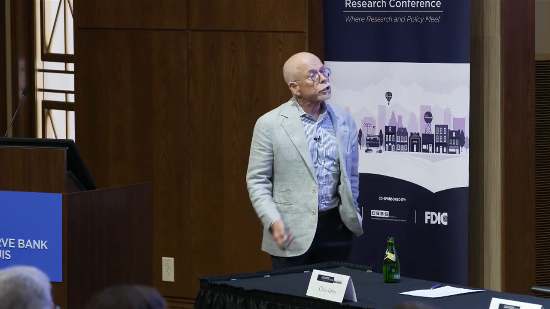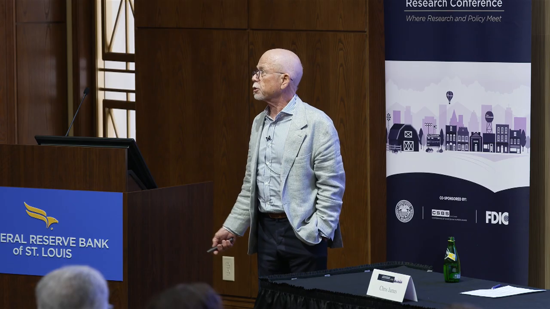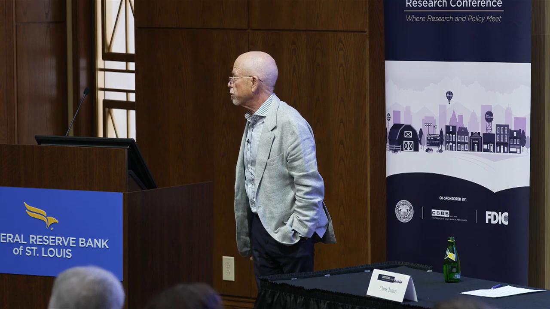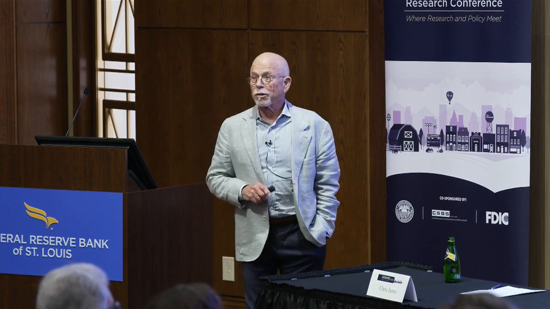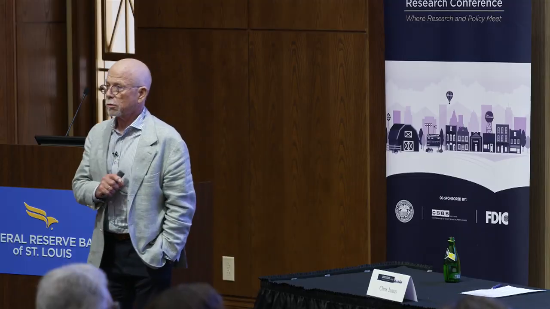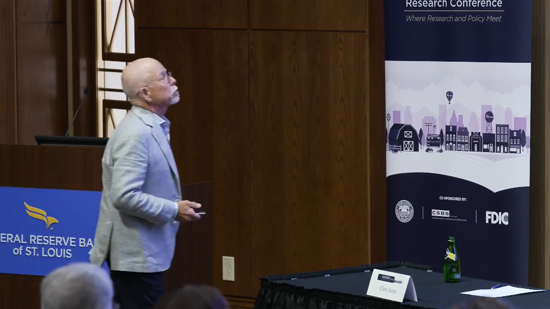So what's the empirical evidence? Stefan has a paper that, to paraphrase Milton Friedman, our evidence suggests that the primary cause of bank failures is almost always and everywhere deterioration of bank solvency. Not a big surprise in an era in which you have federal safety nets. What that does suggest, however, is if it's bad fundamentals, then it should be predictable. And that is the case.